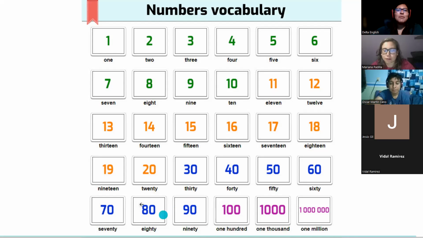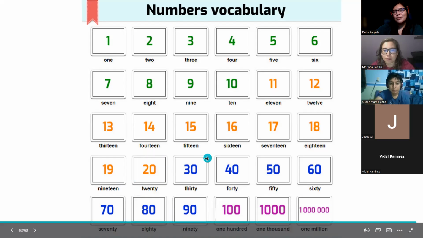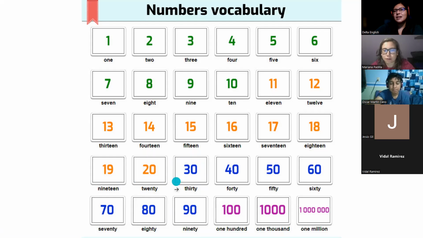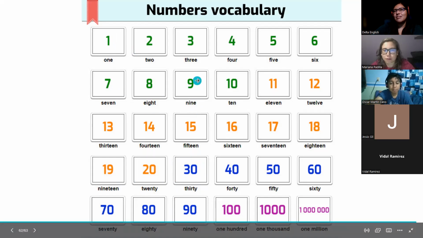Y a partir de aquí, chicos, ya lo único que hago, como les dije, es combino mi decena principal con estos 9. That's it.